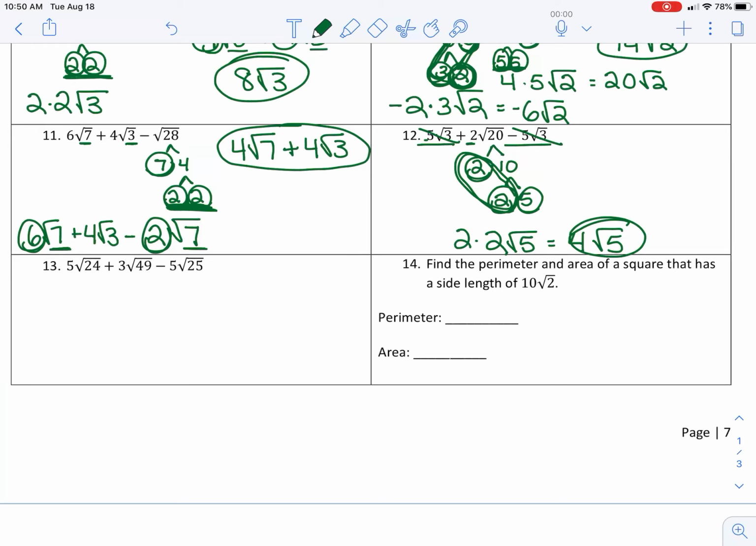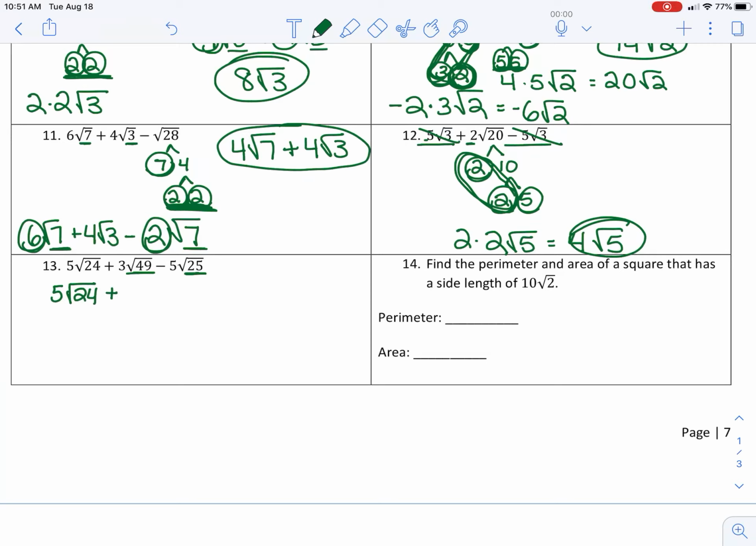13. I really hope that you guys already kind of see that 49 is a perfect square and so is 25. If you can notice these things right off the bat, it's going to make it a lot easier to deal with. So right now, I'm not going to do anything with the 5 root 24. I'm just going to rewrite that. But with these other ones, I have 3 times the square root of 49. And the square root of 49 is a perfect square. So that's going to be 7.